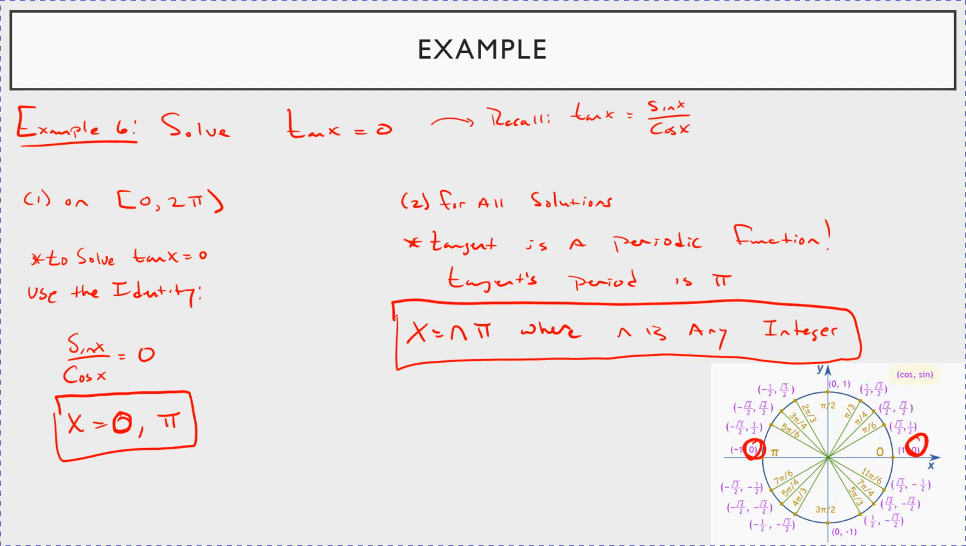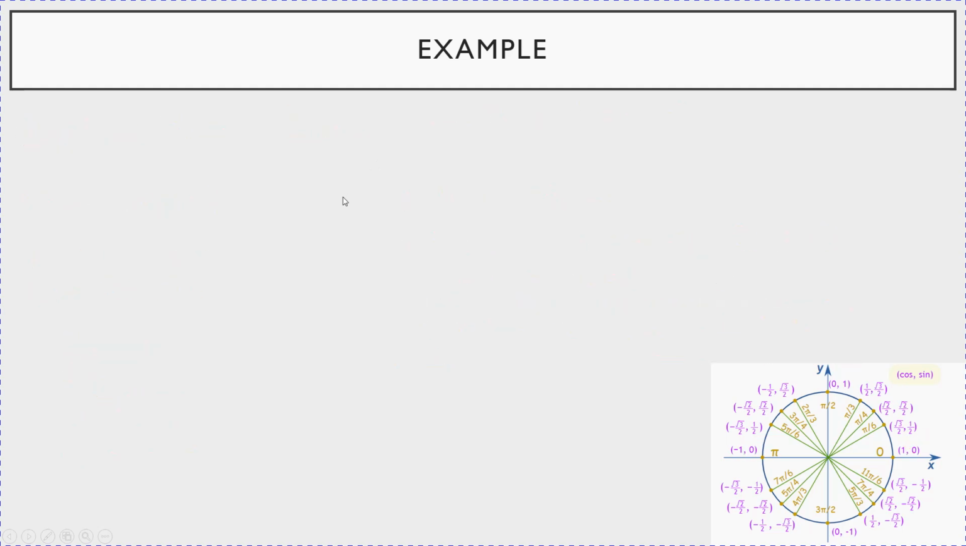All right, let's end on one that's a little bit harder with tangent, but also more fun. So example 7. Let's solve tangent of x equals the square root of 3. Again, what we're going to do is first do it on 0 to 2 pi, and then we'll do it for all solutions.